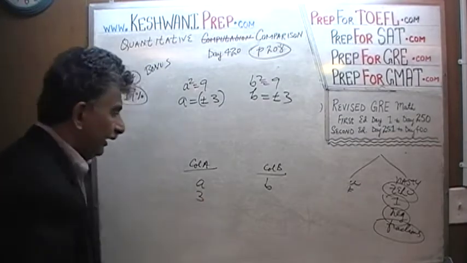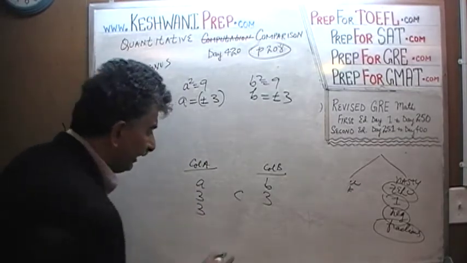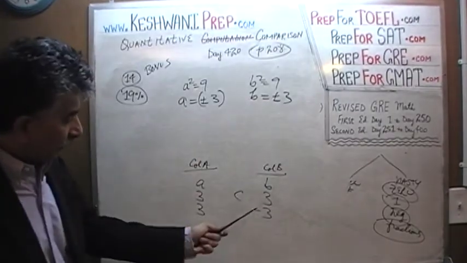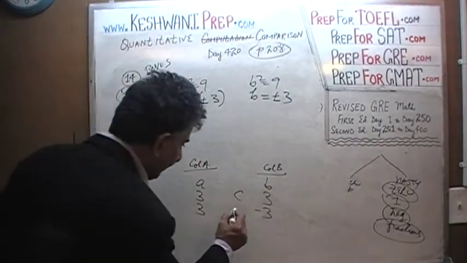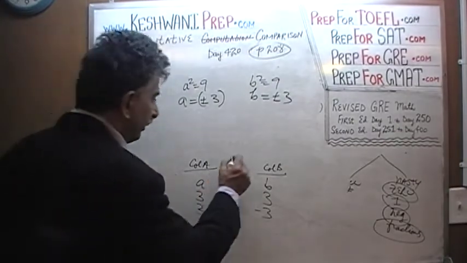If A is 3 and B is 3, then the answer is C. But if A happens to be 3 and B happens to be negative 3, we can't tell which value it is. B can be positive 3 or negative 3. If B is negative 3, then the answer would be A. We can stop right there. We're getting a conflicting answer. The correct answer to this problem is D.